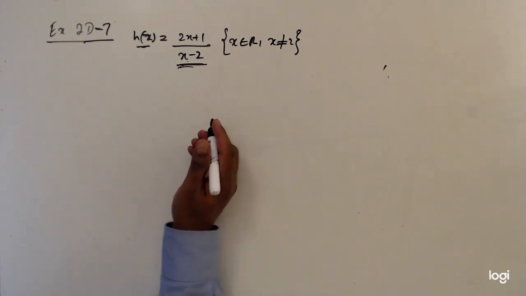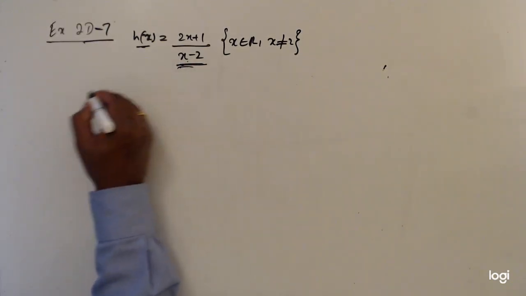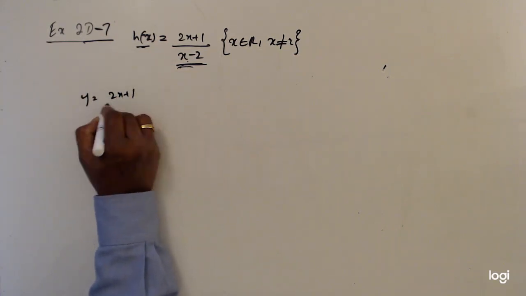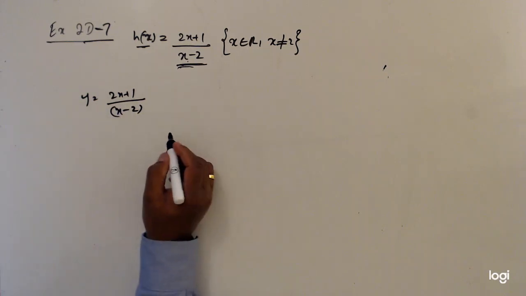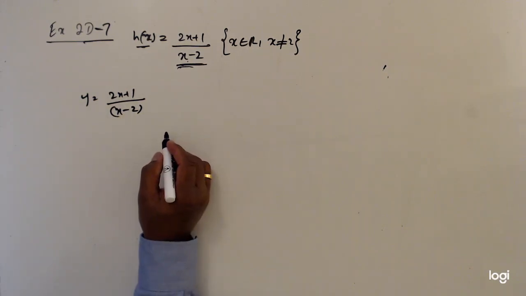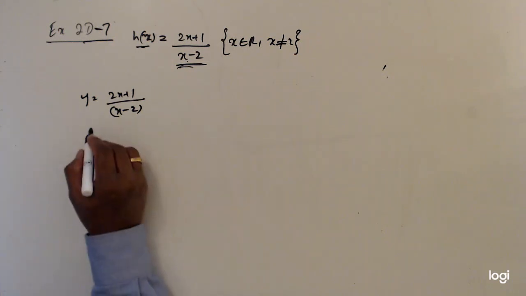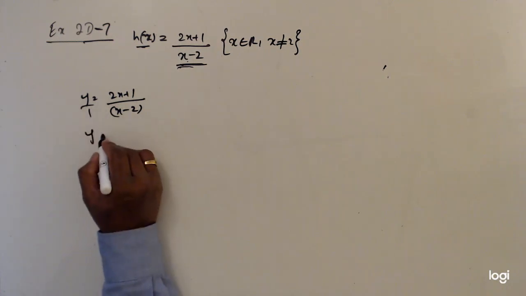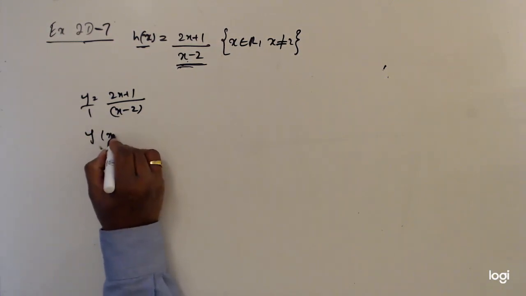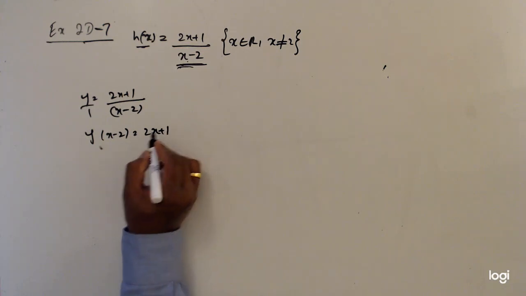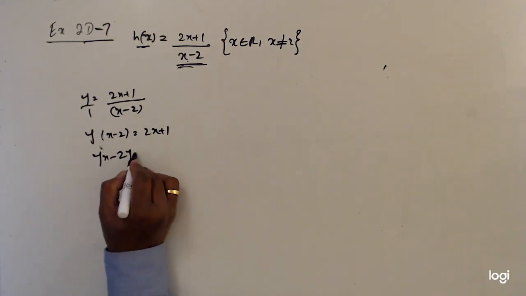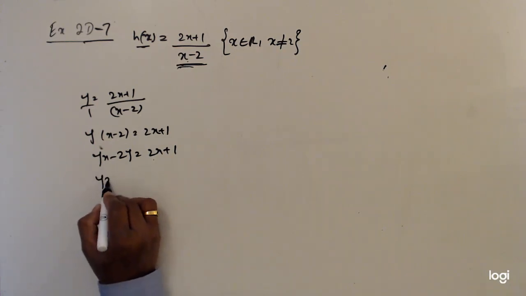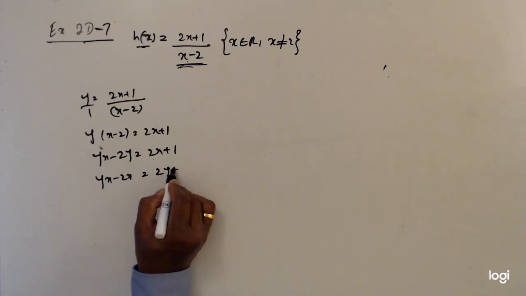Now we need to find the domain, the inverse function. So I'll take y equal to 2x plus 1 over x minus 2. Then I want to make x the subject. Cross multiply: y times x minus 2 equal to x plus 1. Then yx minus 2y equal to x plus 1. I'll bring this one to here. So yx minus 2x equal to y plus 1.